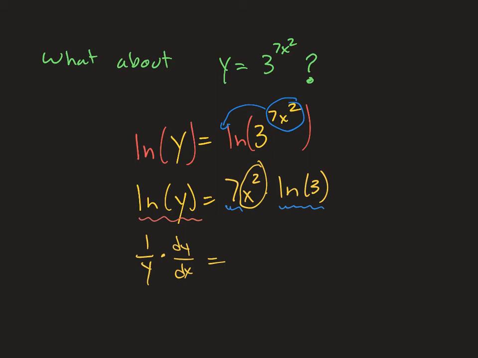The derivative of x squared is 2x, so now I have 7 times 2 times the natural log of 3 times x to the first power. And we can clean this up a little bit. It's 14 natural log of 3, or 14x natural log of 3.